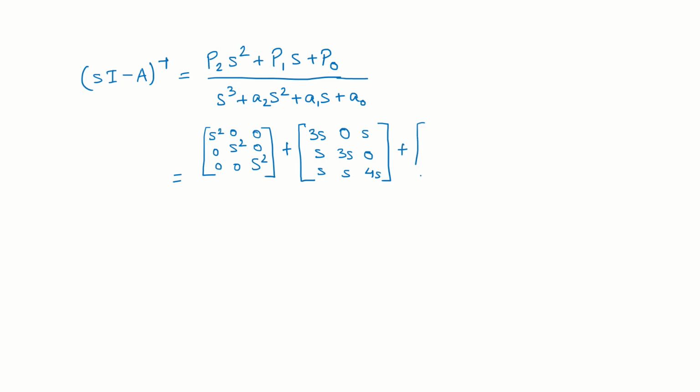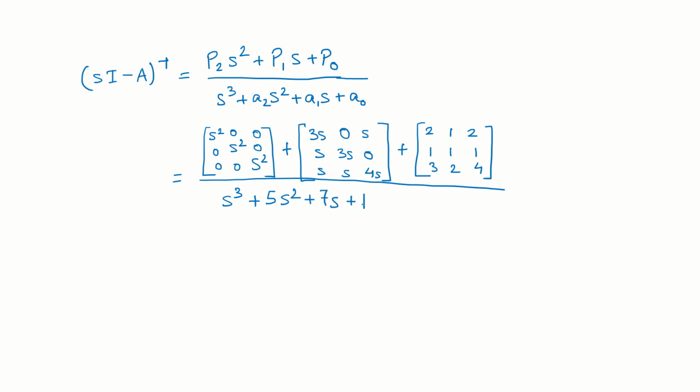Plus what is P0? P0 we have calculated to be 2 1 2, 1 1 1, 3 2 4, divided by s cube. What is A2? A2 we have found out to be 5 s square. A1 we have found out to be 7 s, plus A0 we have found out to be 1. So this is how the numerator comes.